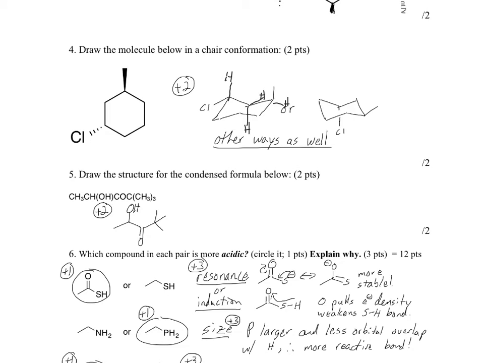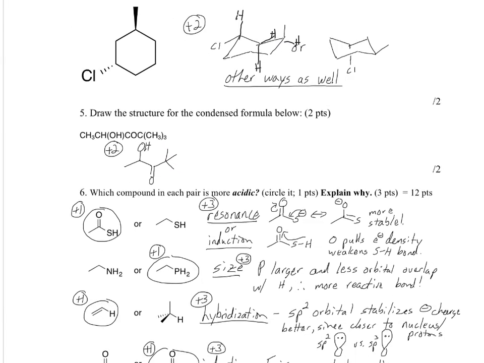Draw the condensed structure from the formula below. The tough part about this is recognizing that this carbon right here is bonded to that OH, and then this carbon is bonded to that carbon and has a ketone, a carbonyl. You see that CO like that. And then a CH3, this carbon had 3 CH3s bound to it. That's the tricky part with that.